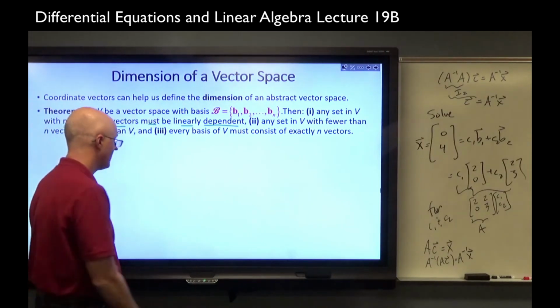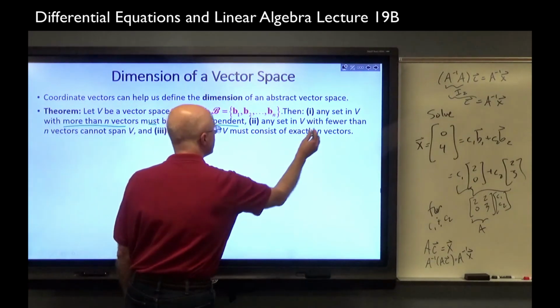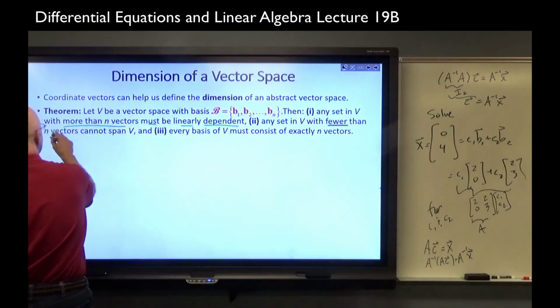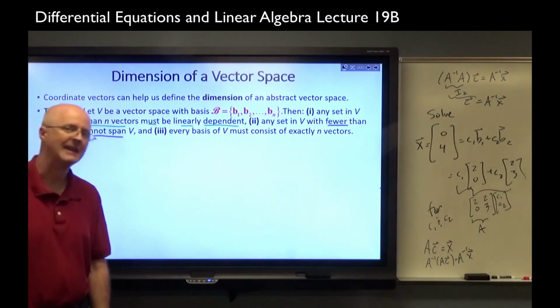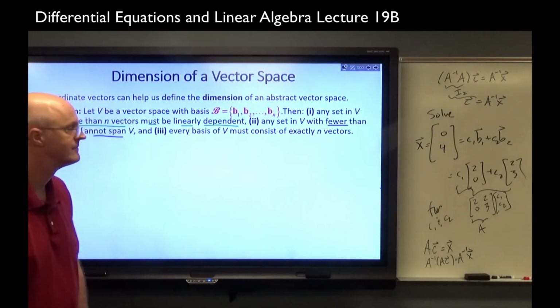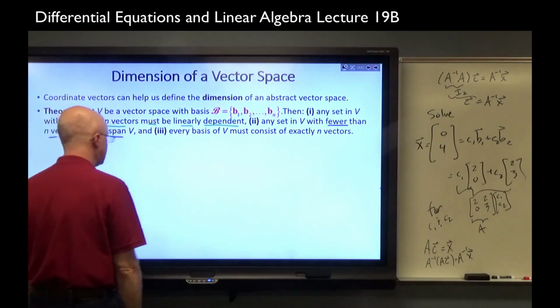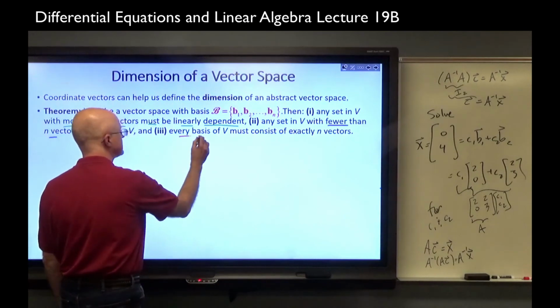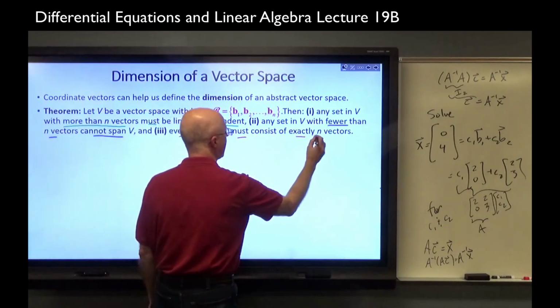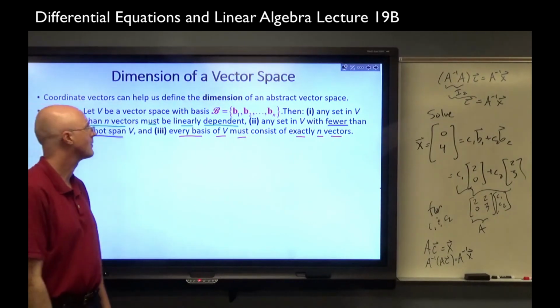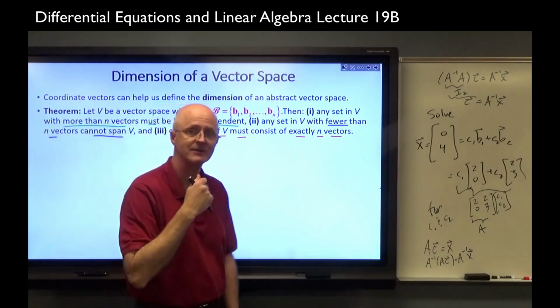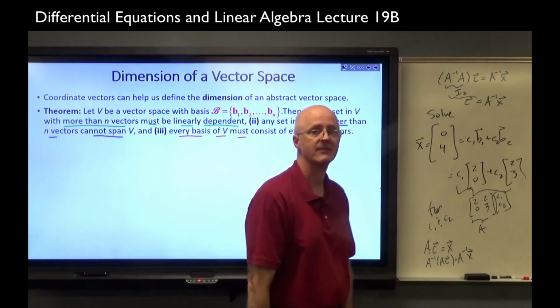Any set with fewer than n vectors cannot span V, and therefore cannot be a basis for V. Every basis of V must have exactly n vectors. When it's got one basis with n vectors, every basis has to have n vectors.